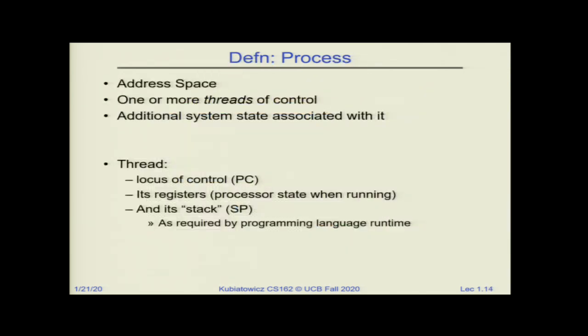So what's a process? Okay, we're just going to do a couple of things here where we pop down some of these terms. So we'll talk about how it's an address space. It's a set of addresses. We'll talk about one or more threads of control. We'll talk about the additional system state a process has. And a thread is really what you learned about in 61C. It's got a program counter, it's got registers, it's got a stack.